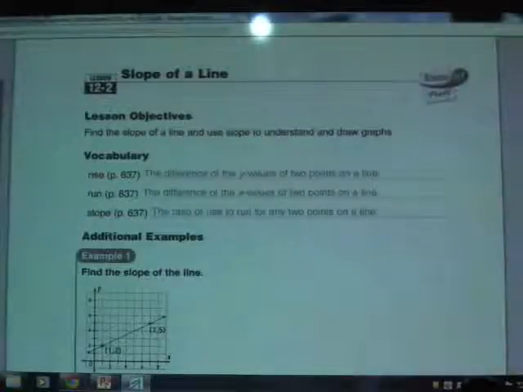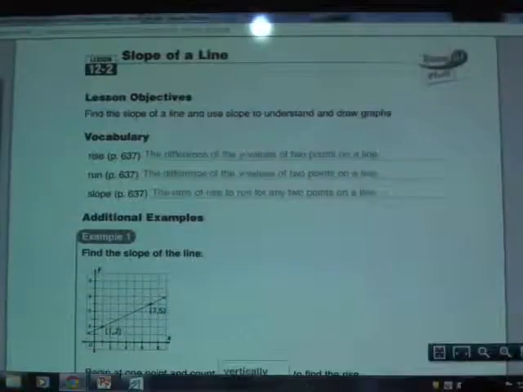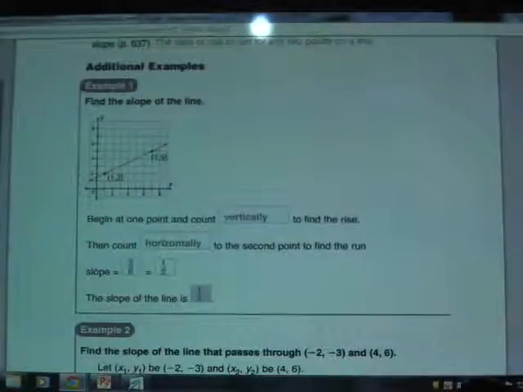So that's exactly what we're going to do. We're going to look at slope. To figure out the slope of a line, we're going to look at how much a line changes in its y values and look at how much a line changes in its x values. So let's go ahead and look here at number 1. In number 1, they're asking me to find the slope of the line.